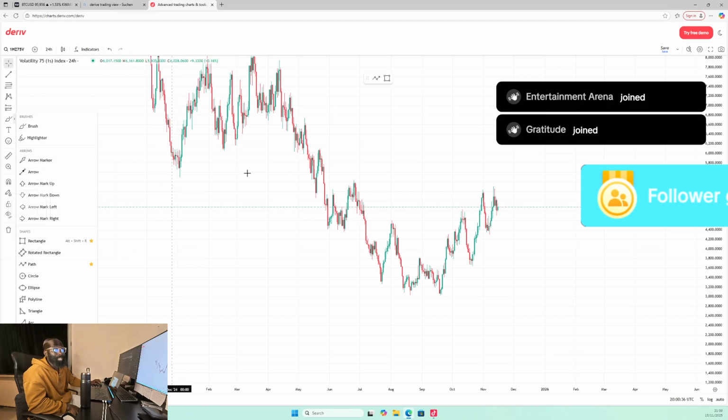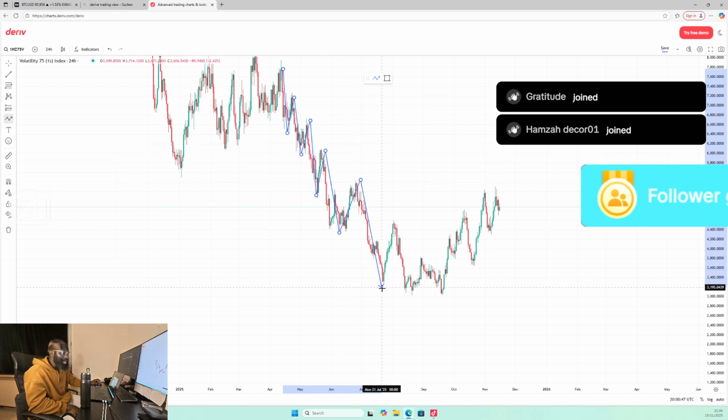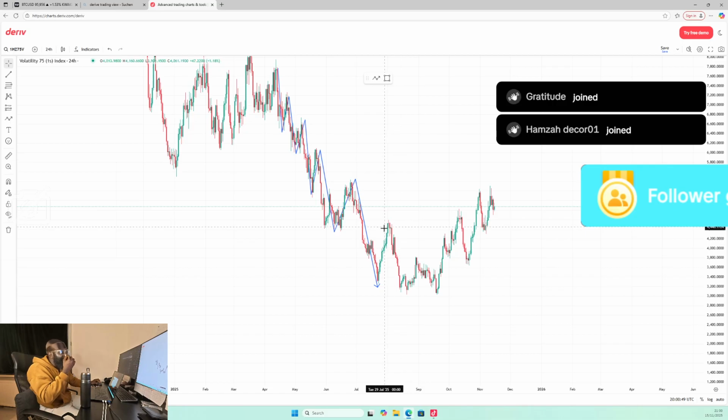So this is the downtrend that price is in. So we have this resistance, form this support, price pulls back, price drops, price pulls back, price drops again, price pulls back, price drops, price pulls back, price drops. Now, this is the last support that price broke here.